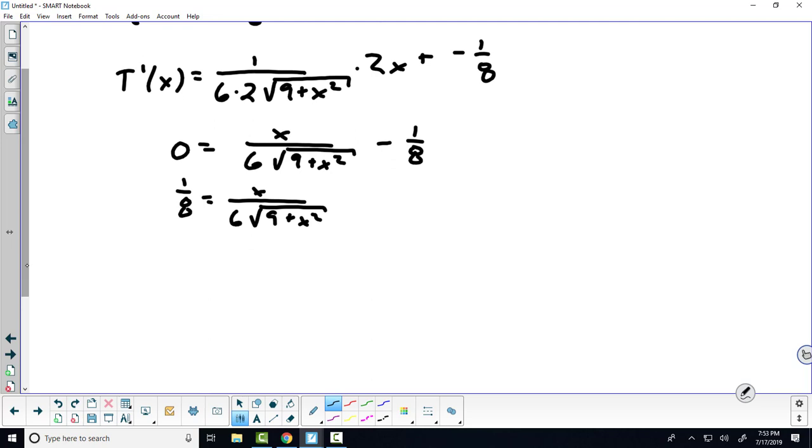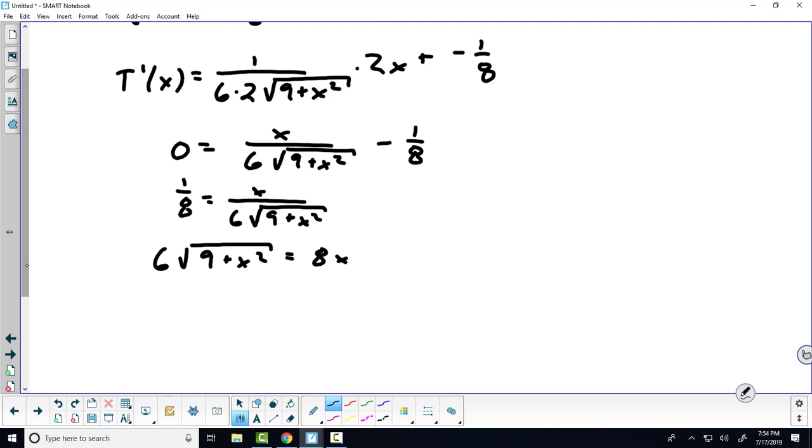This is the first time we've had to solve a radical equation in a long time. I recommend the technique of cross multiplication here, although there are many other ways to do this problem. If we cross multiply, we get 6 square root of 9 plus x squared is equal to 8x.